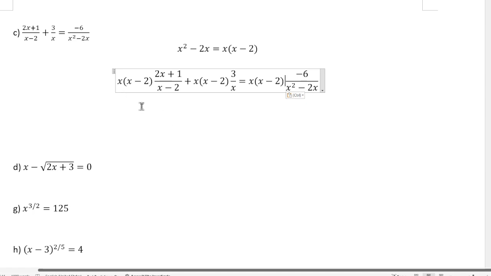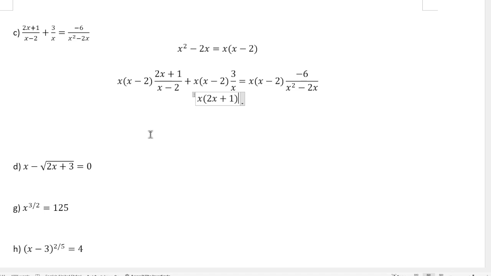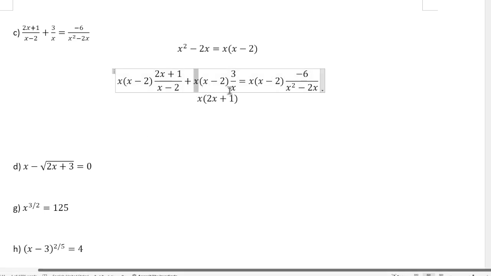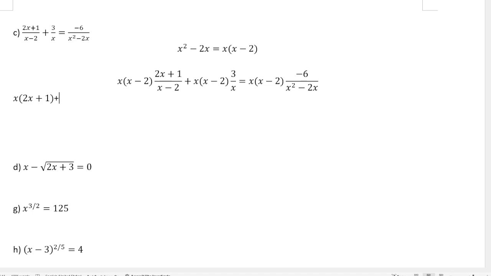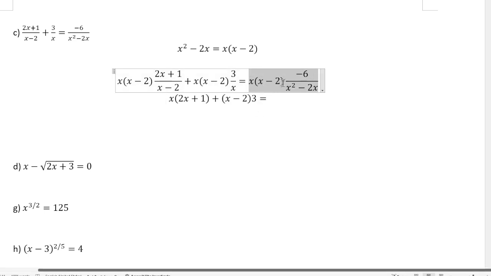And then we can cancel several things. So first of all, this x minus 2 will cancel this x minus 2 in the bottom. Therefore, you have x times 2x plus 1 left. This x will cancel with this x in the bottom. So therefore, you're going to get x minus 2 times 3. And as I noted before, this x times x minus 2 is going to cancel this denominator completely, leaving you just with negative 6.